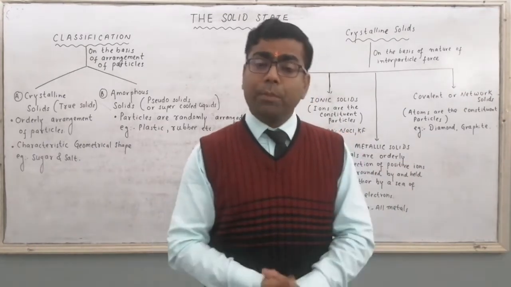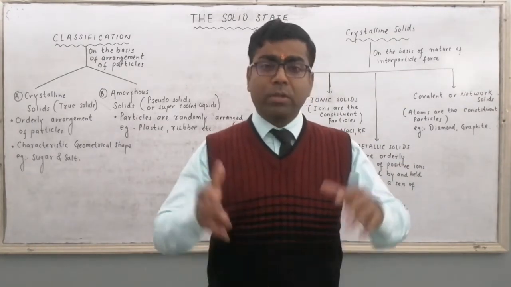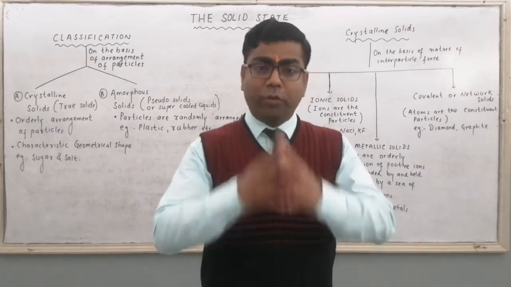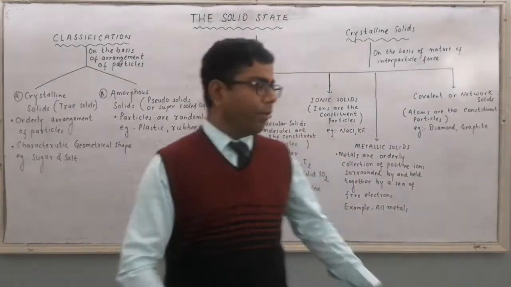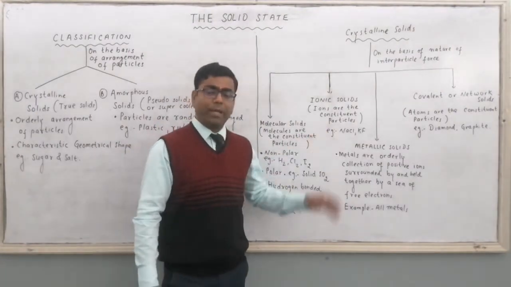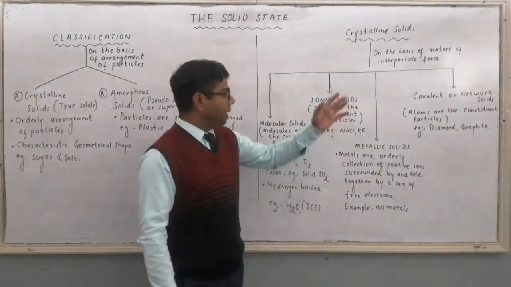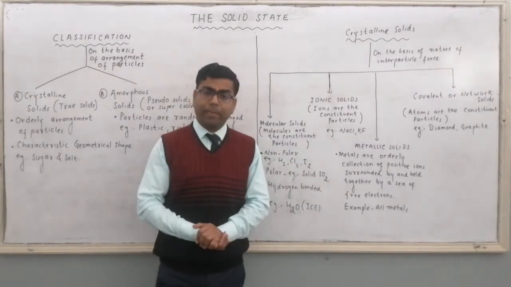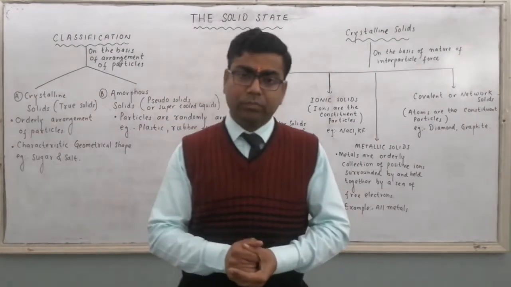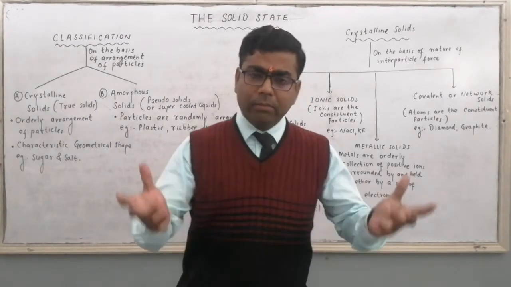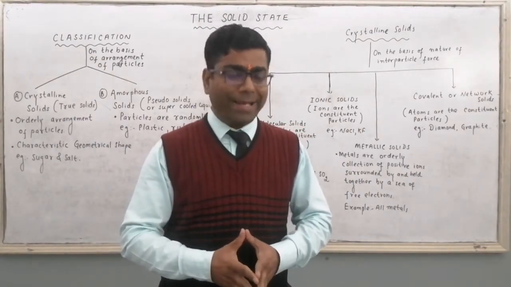If we talk about their melting point, between opposite ions we are having a strong electrostatic force of attraction, so they have high values for the melting points. Then the next one is metallic solids. Whenever metallic atoms are involved, then the case will be of metallic solids.